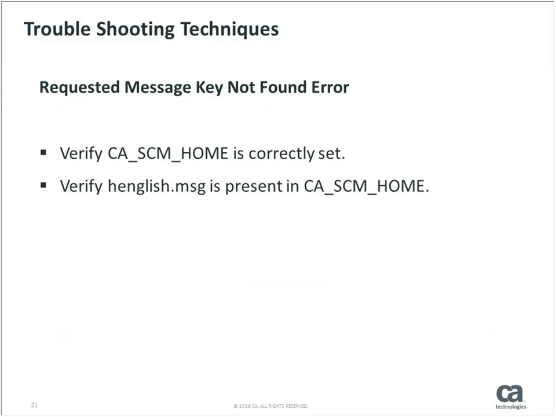The last one is, when you are executing any process like promote or anything, if you find an error like "message key not found", then make sure your CA home is correctly set. And also verify henglish.message is present in CA home.